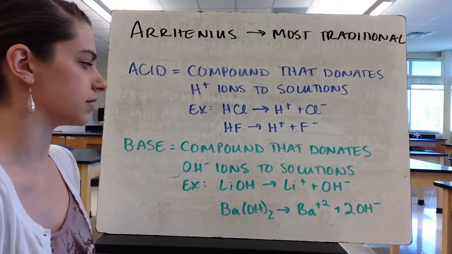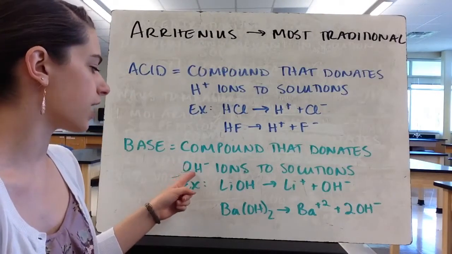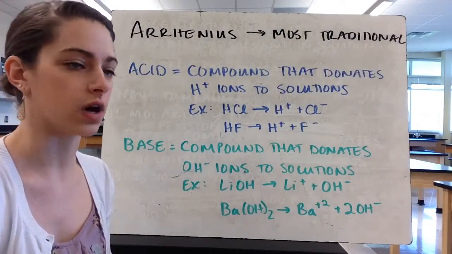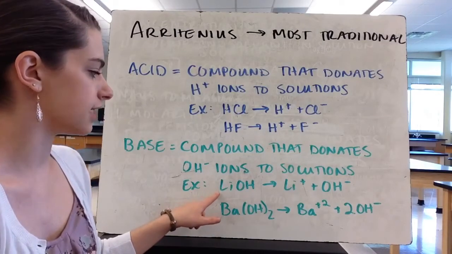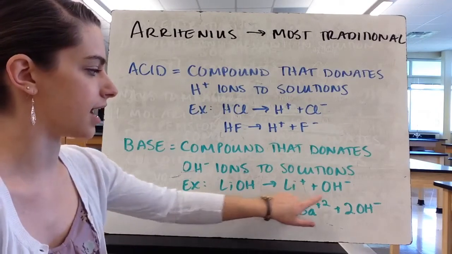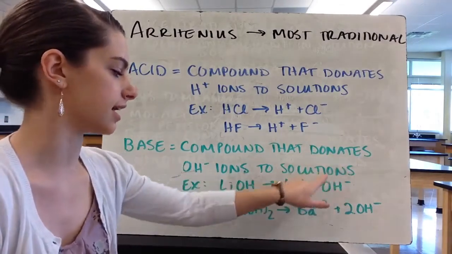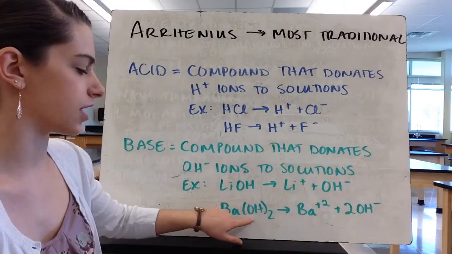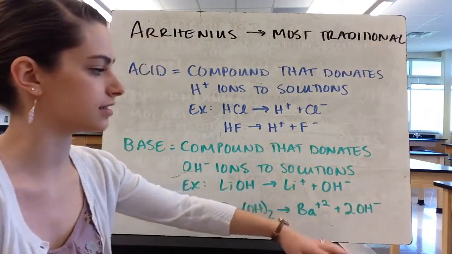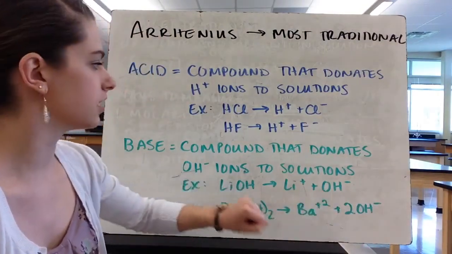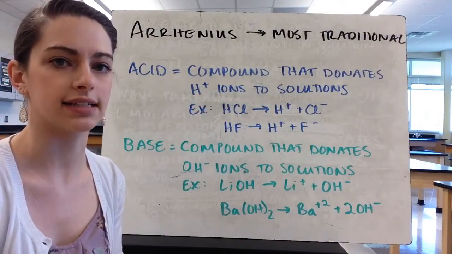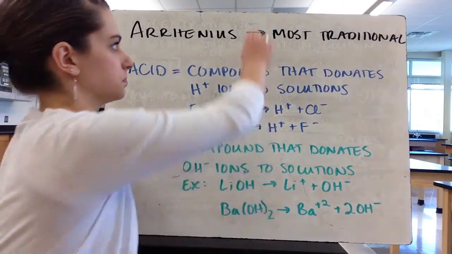A base, according to the Arrhenius model, is a compound that donates hydroxide ions, or OH- ions, into solution. Two examples of Arrhenius bases are lithium hydroxide, which when it dissociates turns into lithium ion and hydroxide ion, and barium hydroxide, which donates its barium ion and, in this case, two hydroxides. But the bases donate the hydroxides, the acids donate the hydrogen ions. So that's how you can tell the difference between an acid and a base according to the Arrhenius model.